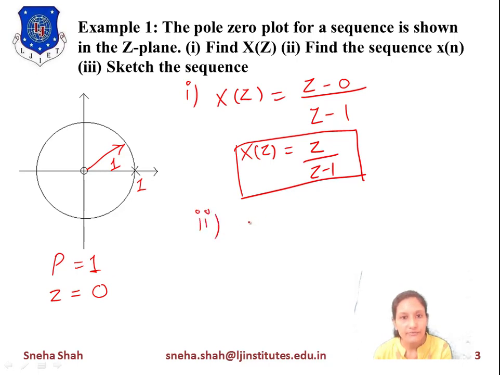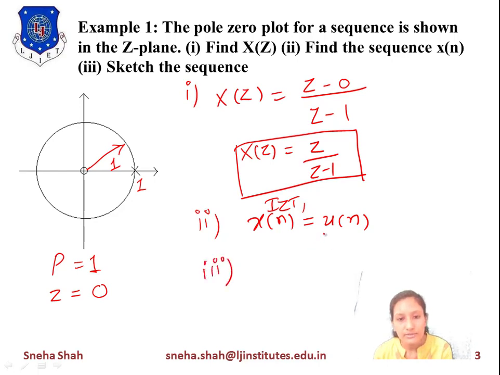Now from this we have to find the original sequence x of n. How will we find the original sequence x of n? By taking the inverse Z transform of this. And you know that this one is the Z transform of the unit step signal. So z upon z minus 1, its inverse Z transform is the unit step signal u of n.